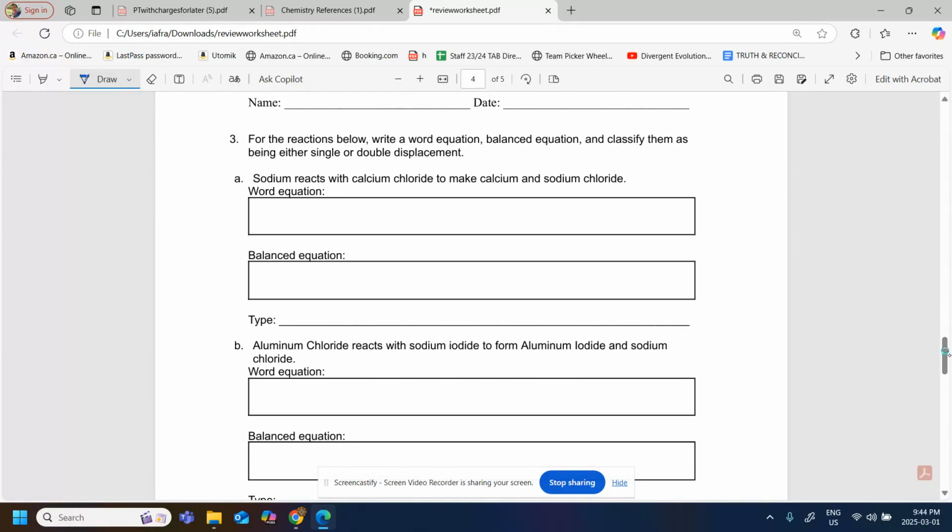So here we have, we'll do a word equation. Sodium is reacting with calcium chloride to make calcium plus sodium chloride. From the word equation, you can probably already tell that sodium was alone, now calcium is alone, so they switch spots. So you can tell this is a single displacement reaction.